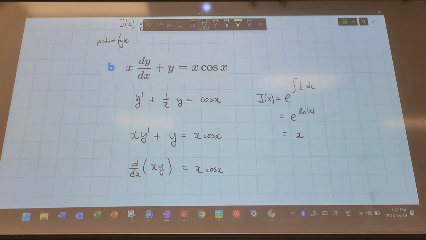It's a product rule of something, right? So do we even need to do the integrating factor? Probably not. But it's good practice, right?